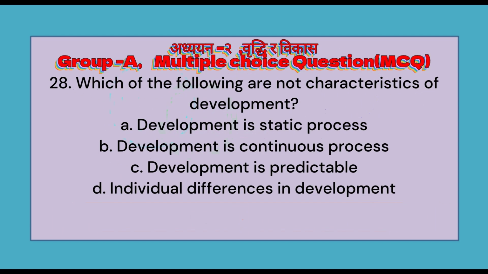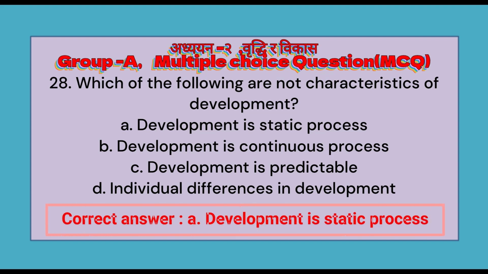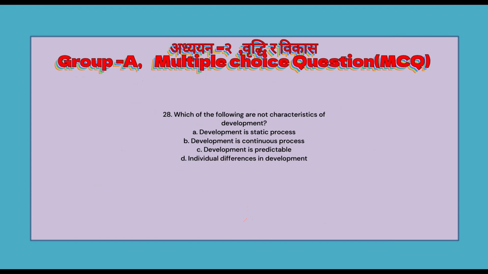28. Which of the following are not characteristics of development? A. Development is a static process. B. Development is a continuous process. C. Development is predictable. D. Individual differences in development. Correct answer: A. Development is a static process.